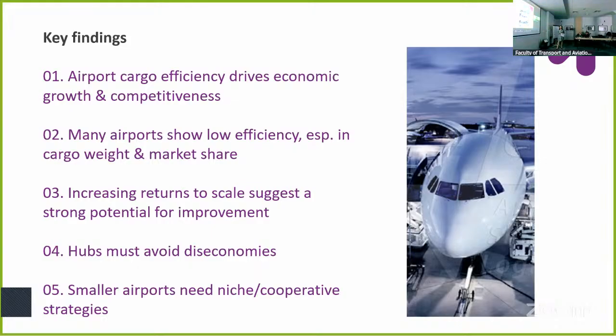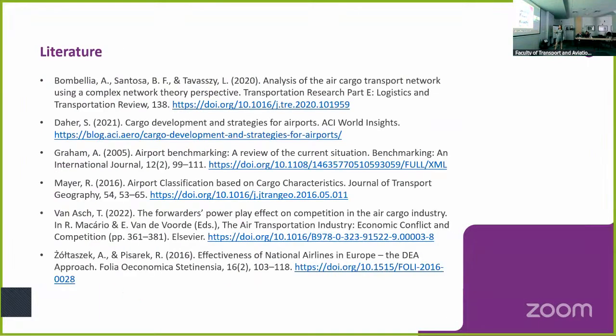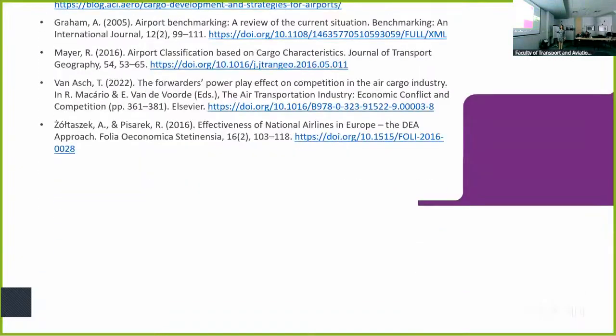Increasing returns to scale suggest strong potential for improvement. Hubs must avoid diseconomies of scale and so on. And smaller airports need niche cooperative strategies to survive. But mainly, of course, the cargo onboard traffic concentrates in the largest hubs. And the research proved, of course, the efficiency of the relatively largest hubs.